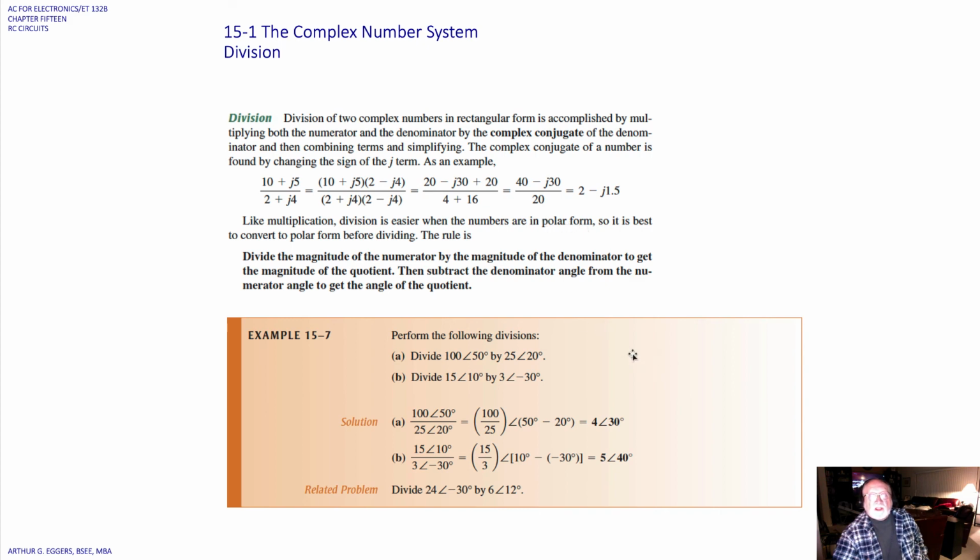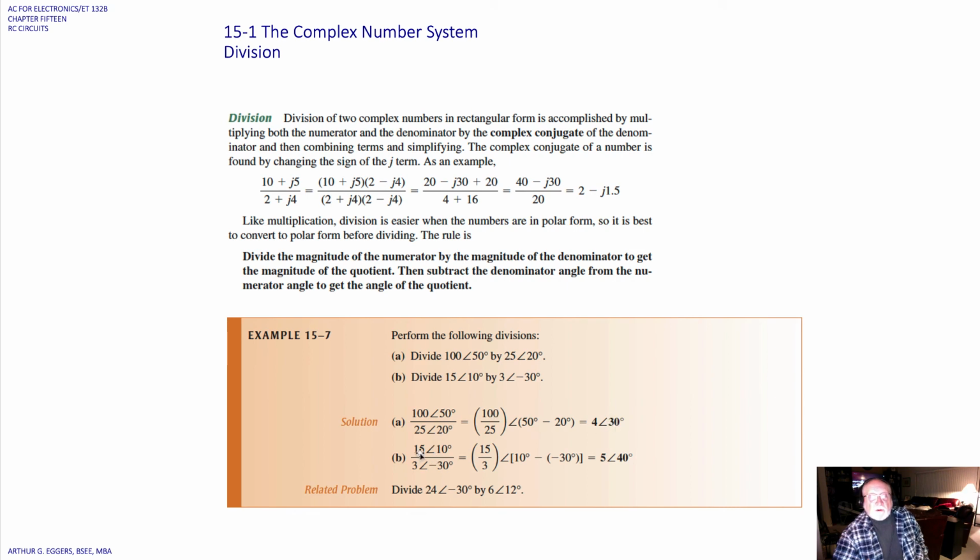Okay, so let's look at the simpler way to do it. We're going to divide 100 at 50 degrees by 25 at 20 degrees. So in doing that, we have 100 over 25, and then we take the difference in the angles, 50 minus 20. So 25 goes into 100 4 times. The difference of 50 and 20 is 30 degrees.